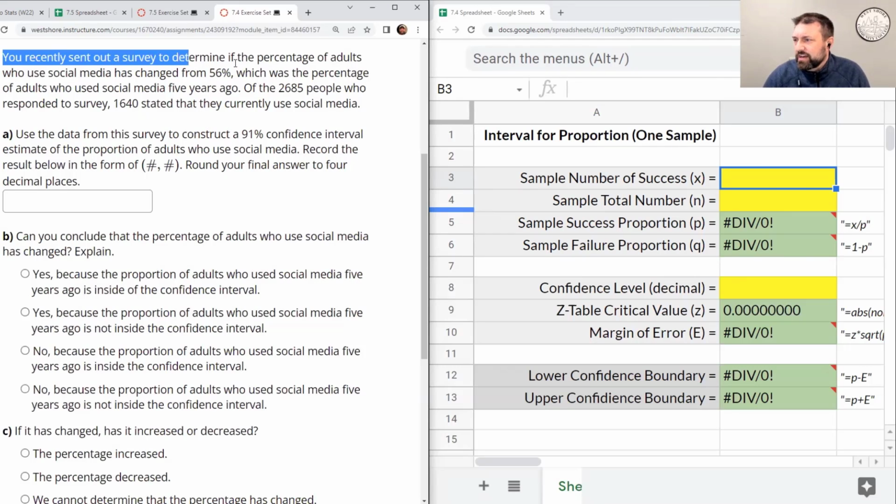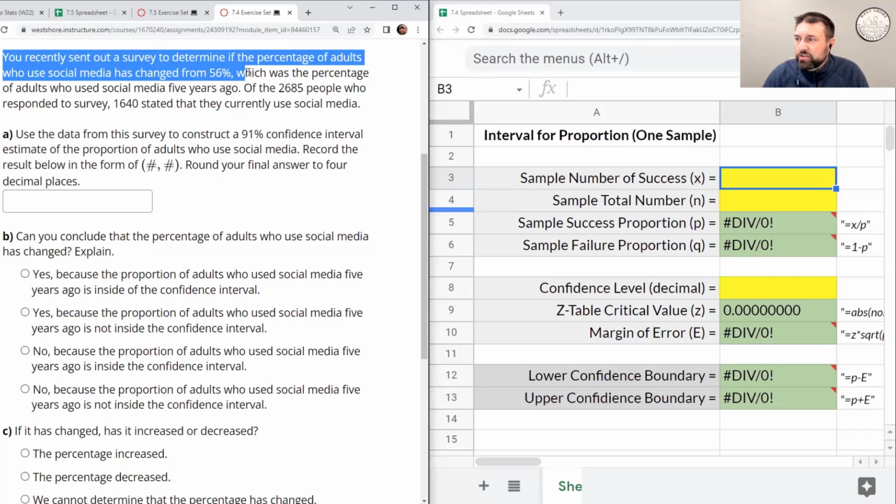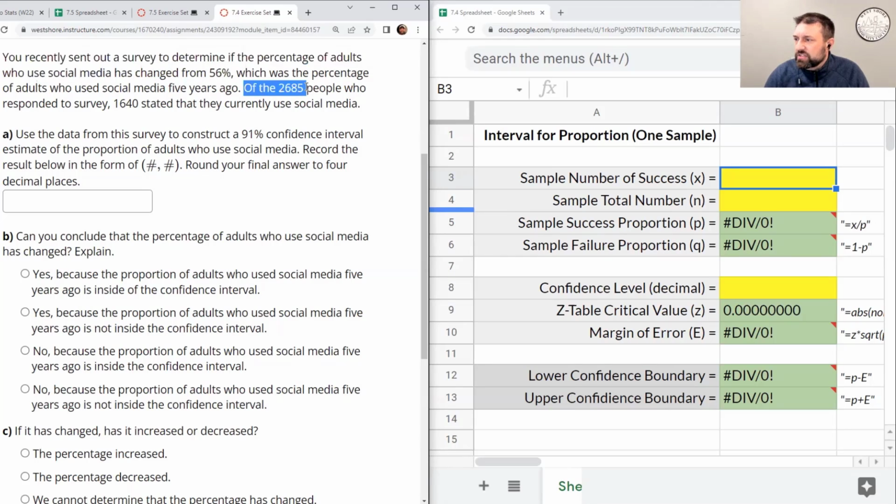So you recently sent out a survey to determine if the percentage of adults who use social media has changed from 56%. So you're saying that sort of the baseline, the original value, the population is 56%. Of the 2,685 people who responded, 1,640 stated that they currently use social media.